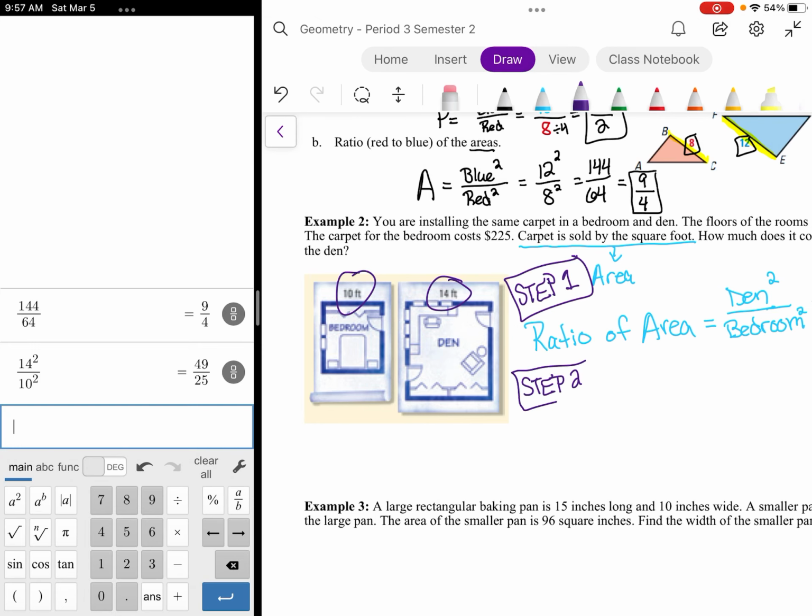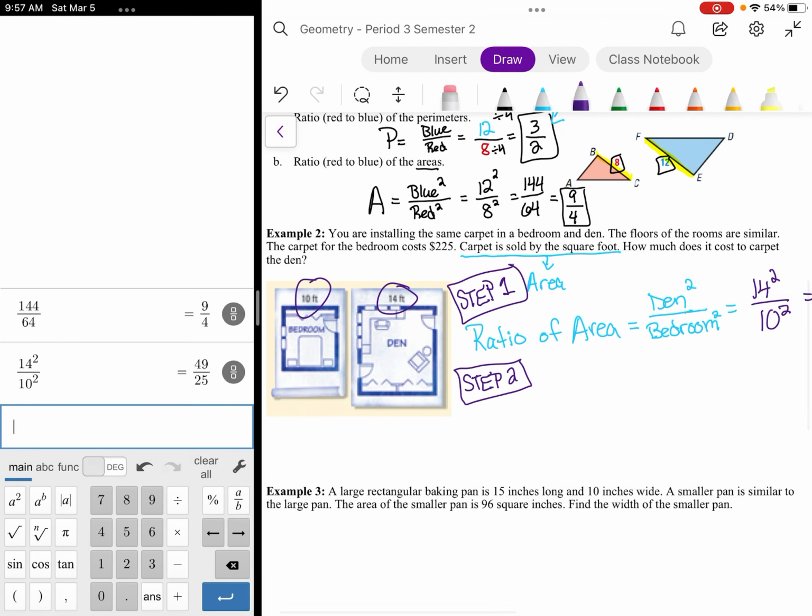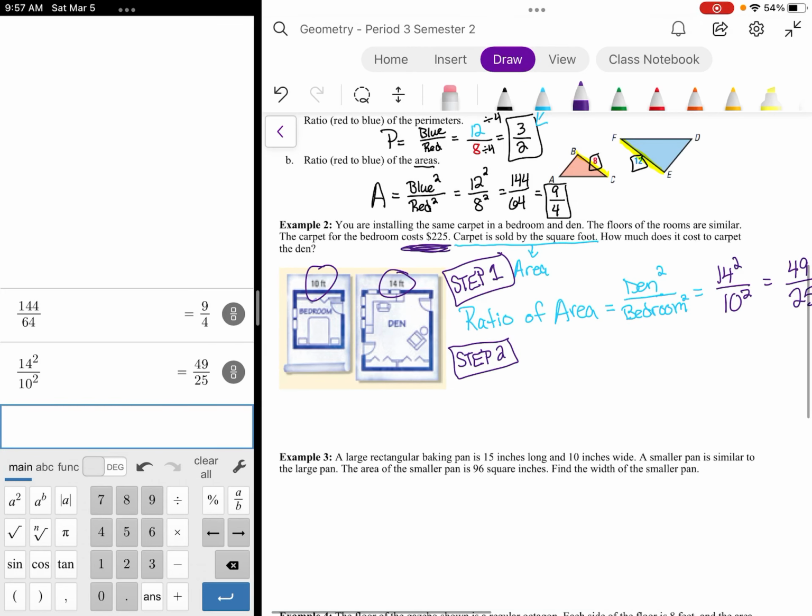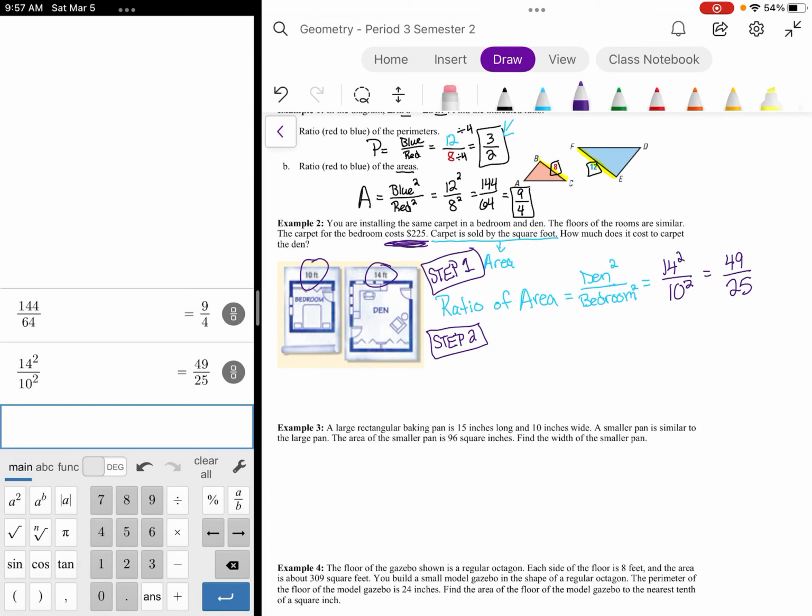Step 2, now we're going to set up an equation. So they told us that the floors of the rooms are similar and the carpet for the bedroom costs $225. We want to figure out how much the carpet for the den is going to cost. So step 2, we're going to take that ratio of 49 over 25 and we're going to put it equal to the ratio of the cost.